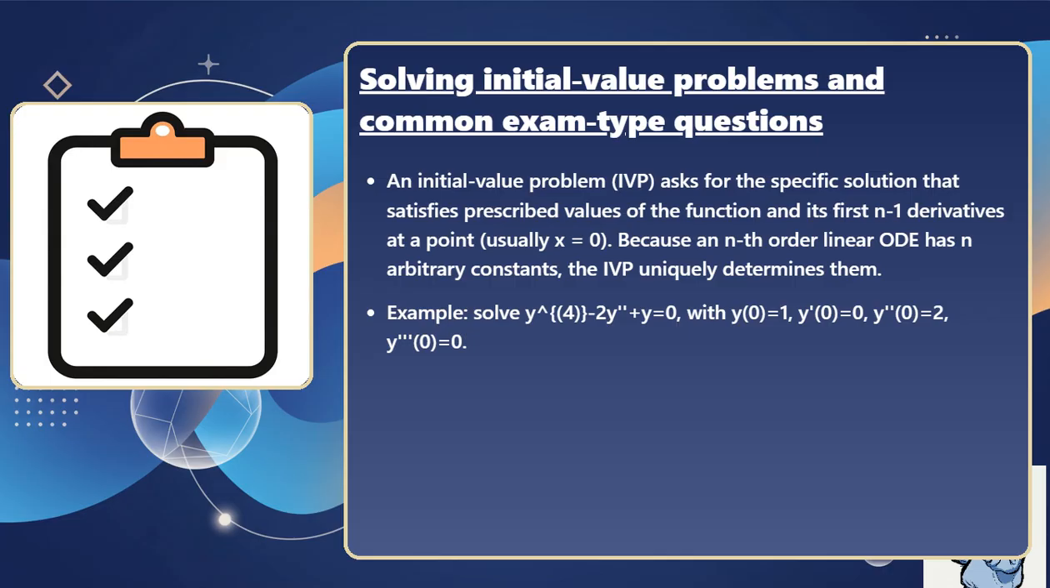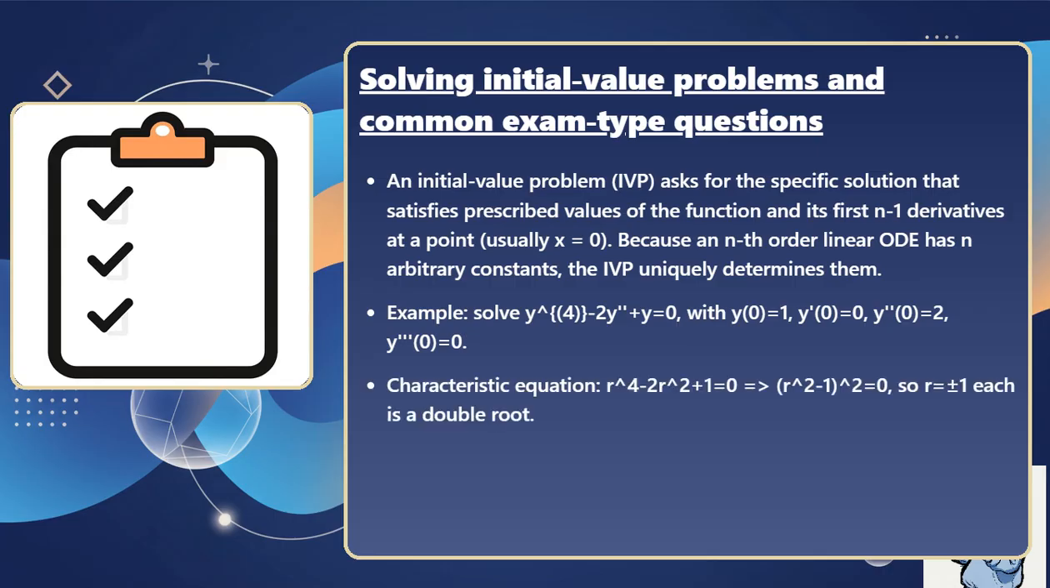Example: solve y fourth derivative minus 2y'' plus y equals 0, with y(0) equals 1, y'(0) equals 0, y''(0) equals 2, y'''(0) equals 0. Characteristic equation: r^4 minus 2r^2 plus 1 equals 0, which factors to (r^2 minus 1)^2 equals 0, so r equals plus or minus 1, each a double root.